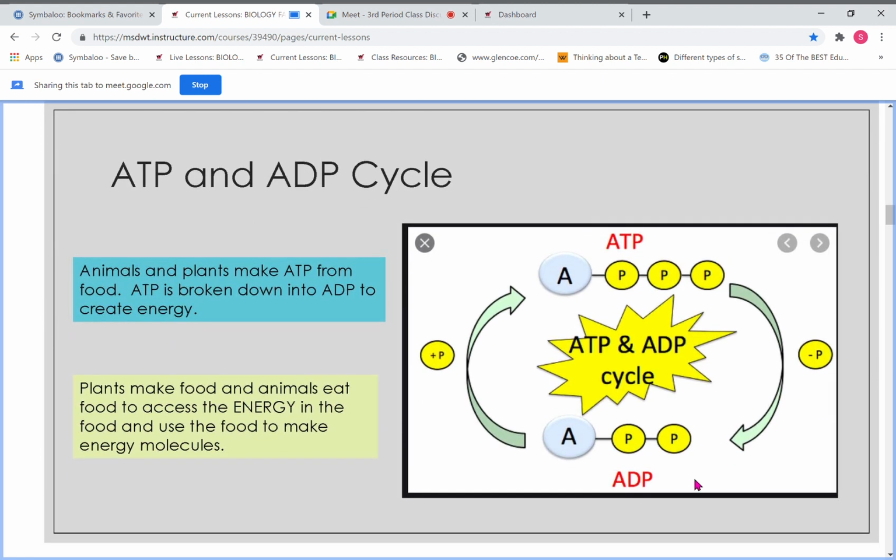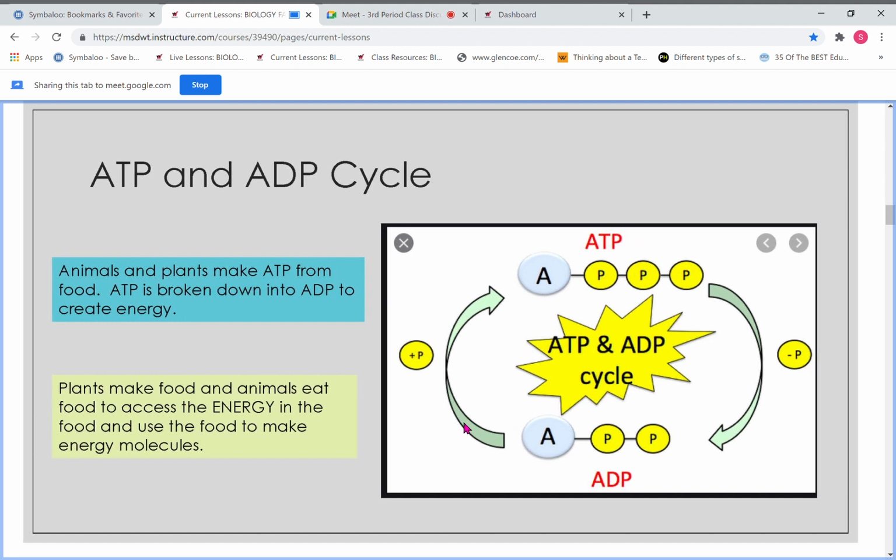So we talked about that you can't use the sugar. So you have to put the sugar into the mitochondria, which then does respiration, which then gives us ATP as a product. So animals and plants make the ATP from their food in the mitochondria. They take the sugar and turn it into ATP, which is adenosine triphosphate. The ATP is broken down into ADP to create energy.